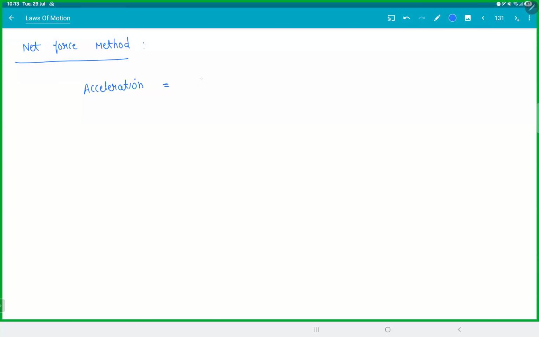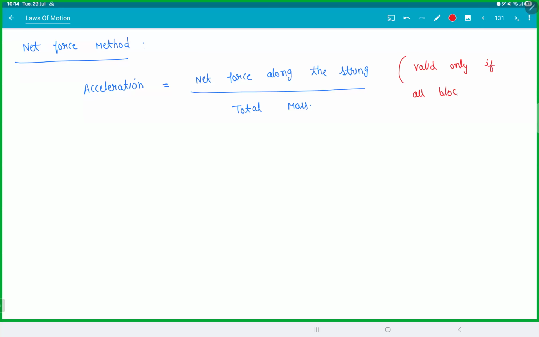I'll show you some examples. Net force along the string. So you are choosing your string as the x-axis, divided by total mass. The only limitation for this is that it is valid only if all the blocks have the same acceleration. Let me show you some examples. Same magnitude of acceleration. Direction can be different. Magnitude should be same.